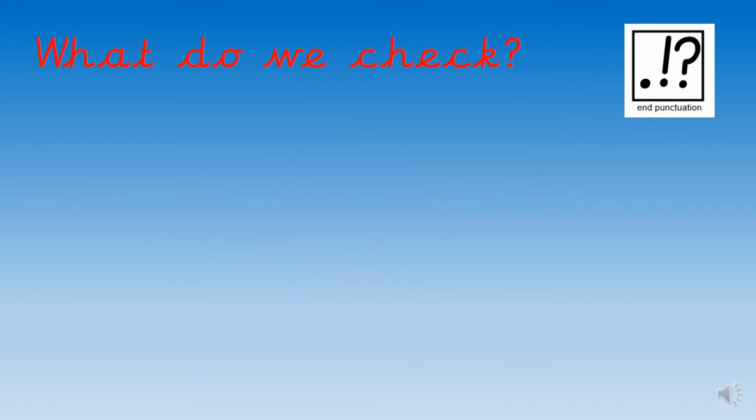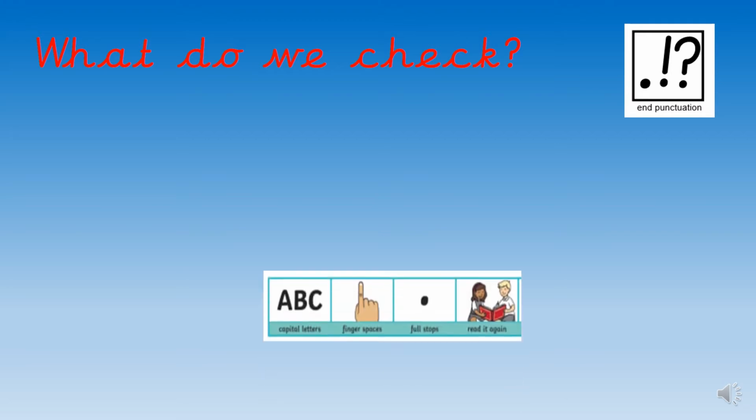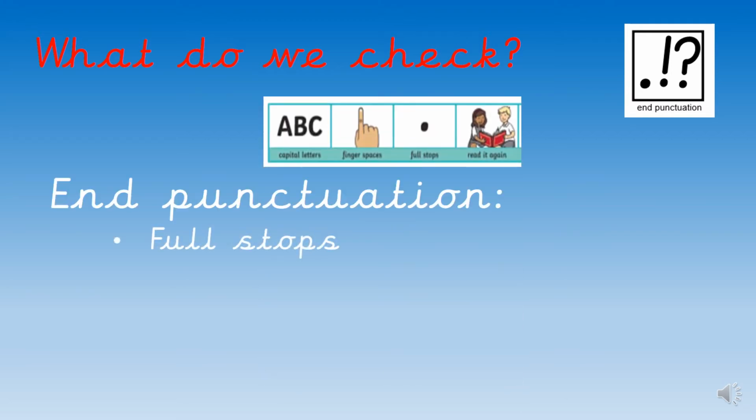The next one we're going to be thinking about is end punctuation. And often when we think about end punctuation, the most common one we're going to be using is a full stop. So we need to be making sure that we've got our full stops in the right places so that we can pause and give the reader some time just to take a breath. And it's a break in our writing. And when we start a new sentence, we must make sure we've got our capital letter after our full stop.